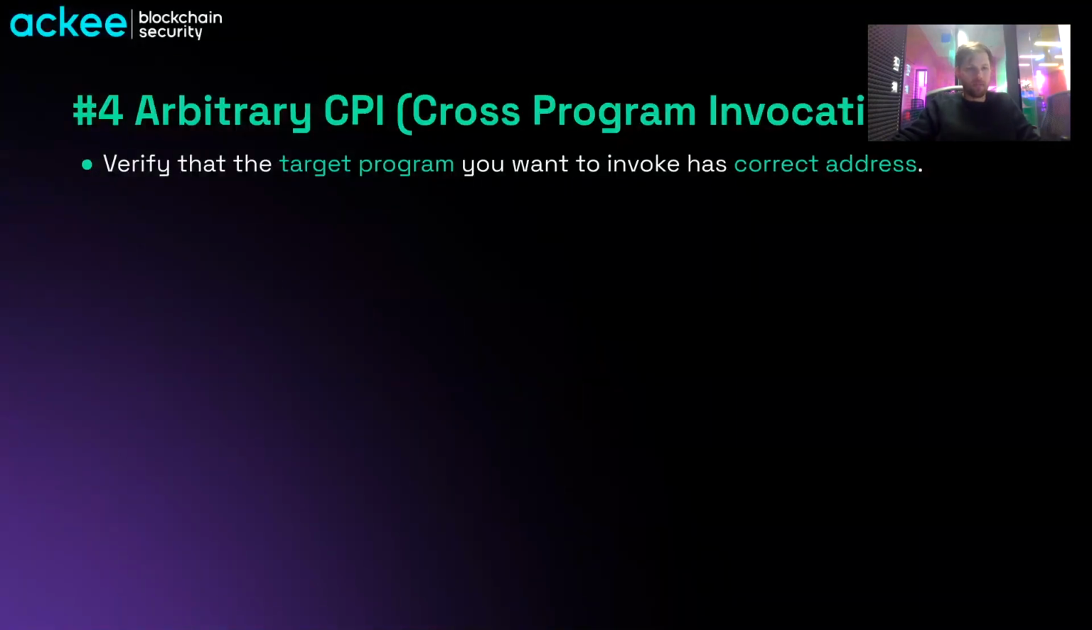So the next exploit is arbitrary CPI. CPI stands for cross-program invocation. So it's a little bit similar to the previous one in that way that you have to verify that the target program that we want to invoke has the correct address.